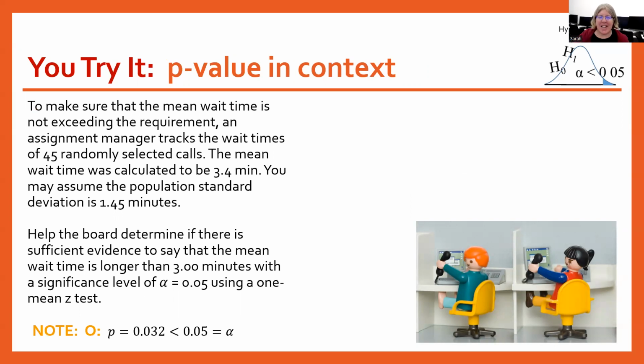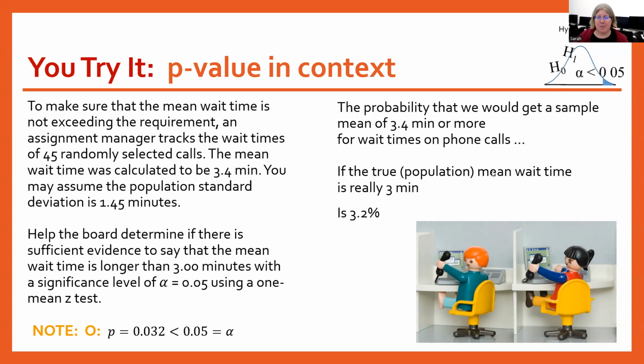All right, so let's take a look at this. So I'm going to say something like the probability that we would get a sample mean of 3.4 minutes or more, since we're talking about these wait time calls being longer. So I would say the probability that we would get a sample mean of 3.4 minutes or more for wait times on phone calls if the true population mean wait time is really 3 minutes is about 3.2%.